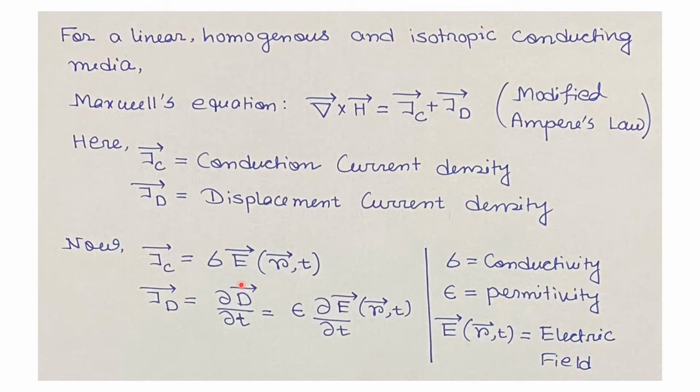Now, the conduction current density J_C vector is given by sigma times E vector. Here sigma is the conductivity of the medium and E vector is the electric field vector. And the displacement current density J_D vector is given by del D by del t. Here D vector is the displacement vector. This is also given by epsilon times del E by del t. Here epsilon is the permittivity of that medium.